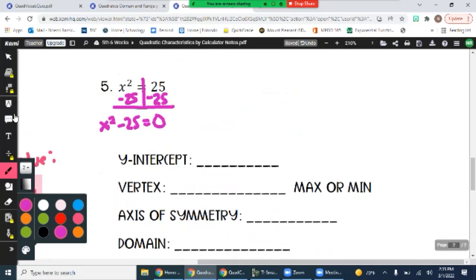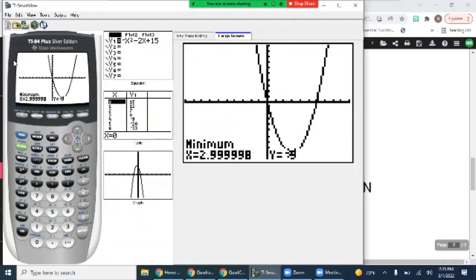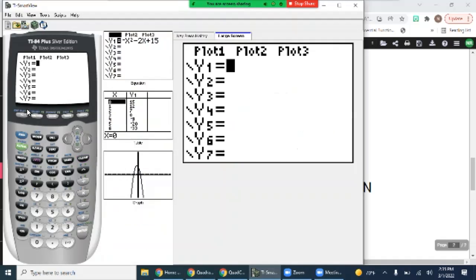Okay. Can anybody guess what that y-intercept is going to be? Ooh. So let's go ahead and put it into our y equals x squared minus 25. We did say if it's a term that's not attached to an x or x squared, that would be your y-intercept. So I'm hoping I see a -25. So what do we press after we put it into y equals?